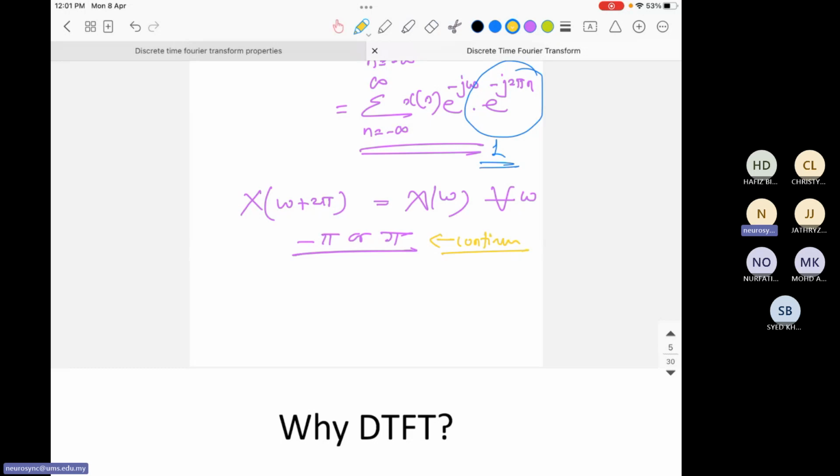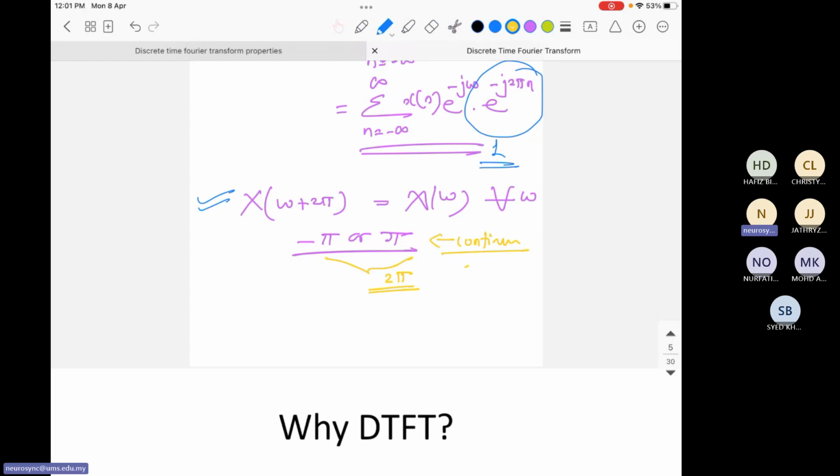This omega value is continuous. This interval is continuous. This 2 pi interval is continuous. Please understand. We have a discrete sequence, but after transformation, whatever we are getting, X of omega here, is in continuous form, because this omega is continuous. And this is basically the periodicity. This is true for any discrete time Fourier transform.